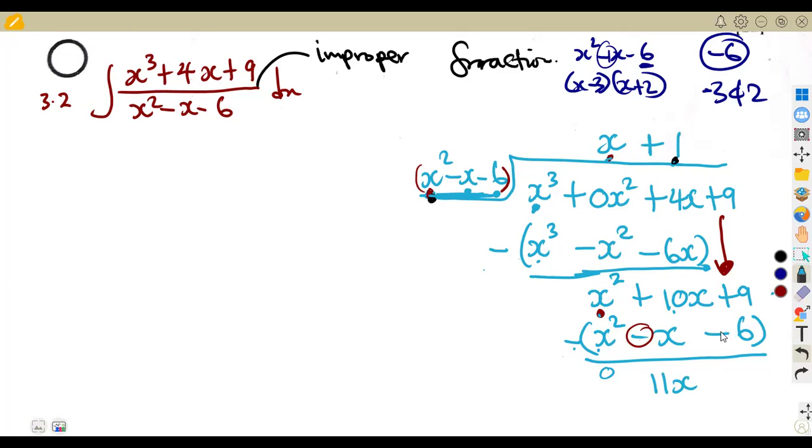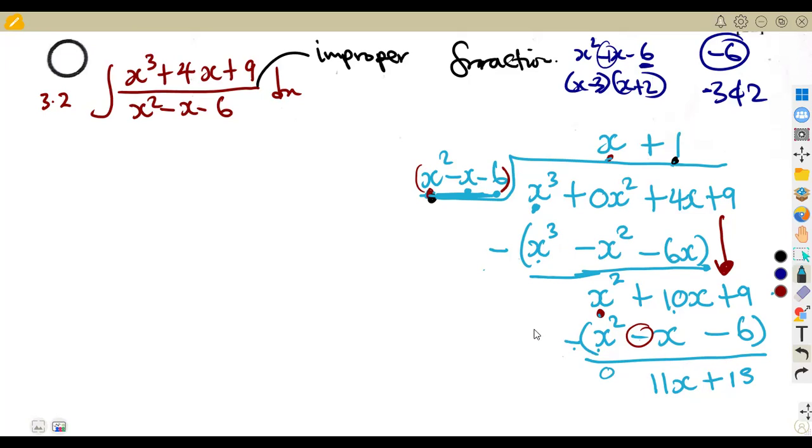9 minus, again, is a positive, all right? So meaning to say, if we subtract this, we're going to have what? 9 minus, which is going to be a positive 15. 9 plus 6, which is 15. So this will be 11x.